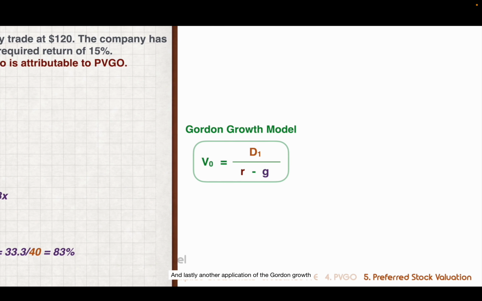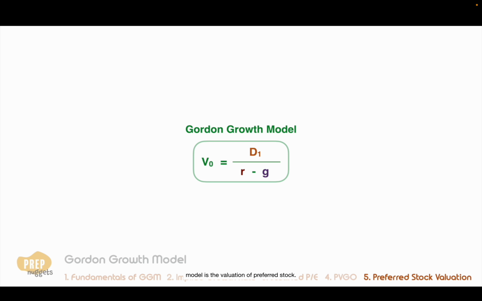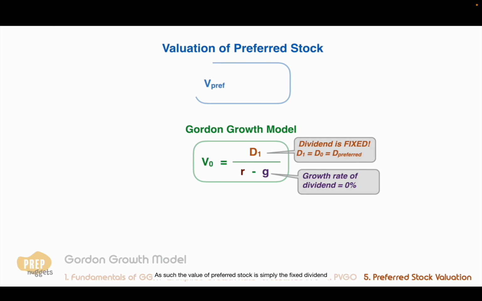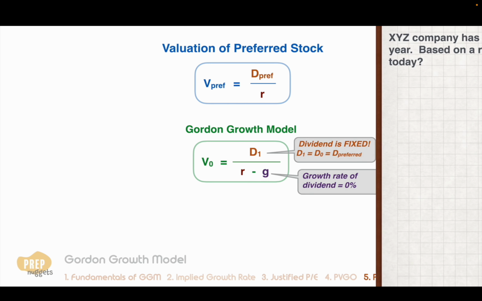And lastly, another application of the Gordon Growth Model is the valuation of preferred stock. This is really quite simple. We know that the dividend for preferred stock is fixed and is paid at regular intervals for perpetuity. So the next dividend is the same as the current, which is the fixed dividend payout. The growth of dividend for preferred shares is 0, as the amount is fixed for perpetuity. As such, the value of preferred stock is simply the fixed dividend divided by the required rate of return. It's that simple. Let's try this out.